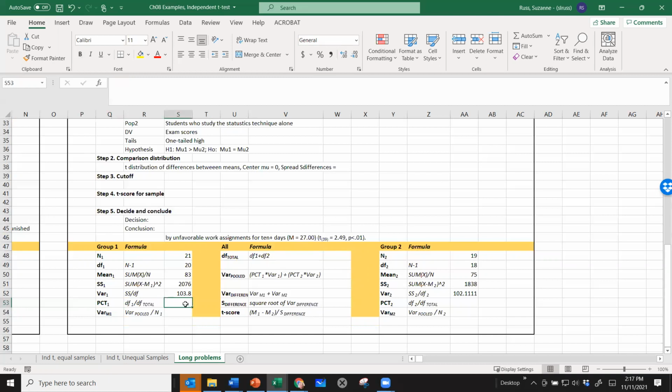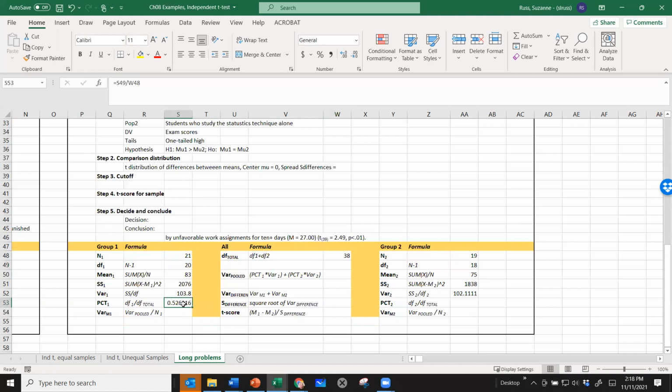And that's a very simple calculation. It's just the degrees of freedom for group 1 divided by the degrees of freedom total. Aha, you say, but what are degrees of freedom total? We haven't calculated it. So let's place our cursor there and calculate it. You can see the formula, it's just degrees of freedom 1 plus degrees of freedom 2. So let's type that. Equals, here's df1 plus df2. Now we have that, and you can see that this calculation already took place.